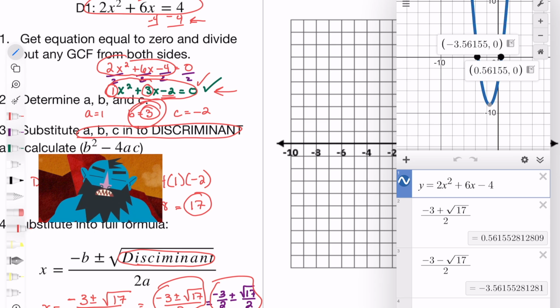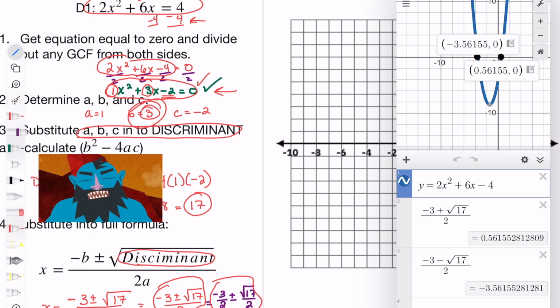So how does that relate to the answers I got? Well, if you take a look, right there on my Desmos, you can see I've typed in our two solutions. Negative 3 plus the root 17 over 2, and I get that decimal, 0.561, that's in my Desmos graph. And likewise, when I do the negative 3 minus the root 17 divided by 2, I get the other 0. So these are the zeros of my function.